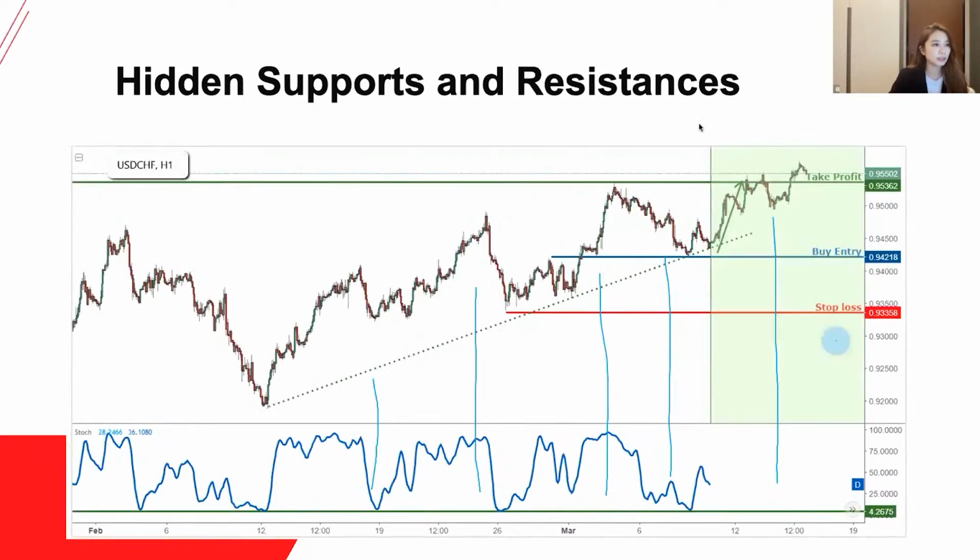Let me just clear the drawings. Okay, so we can see that in this case, we can mark this 4.2675 as a support in our resistance. And over here, we are looking at a potential push up in stochastics, which also means that there is a likelihood of support that has been bounced off on the stochastics indicator.